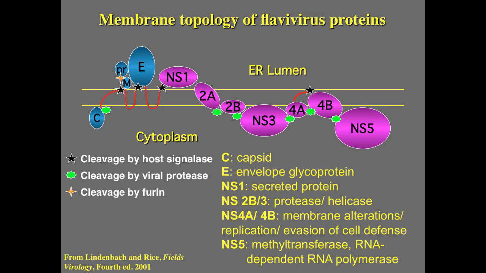So we know some of the functions. NS2B3 is this protease. It makes these cuts. NS5 is the RNA-dependent RNA polymerase. It copies the RNA into the negative and positive strands. It also has this methyltransferase activity, which makes that cap-like structure, as well as another methylation that helps protect the virus from innate immune functions in the cell.